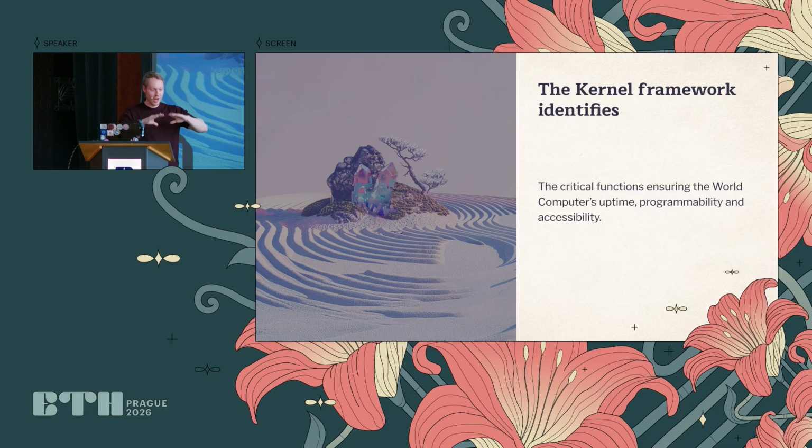First off, I just want to give you a high-level description of what the kernel framework is, and then we'll get much more into the details. The kernel framework identifies the critical functions ensuring the world computer's uptime, programmability, and accessibility.